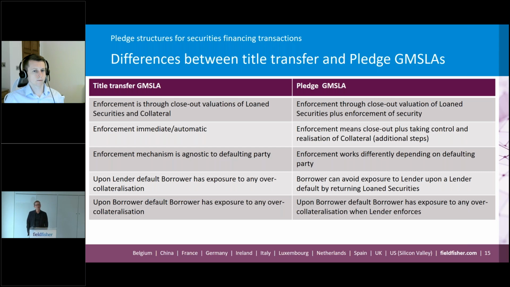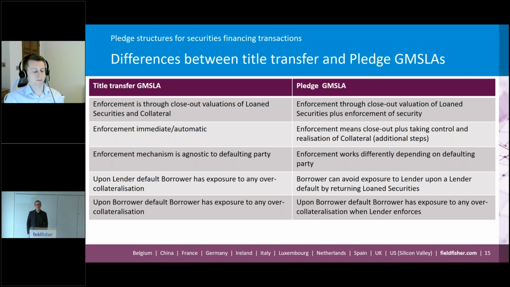So if you think about the title transfer, default notice given, termination notice is given, that will immediately give rise to an automatic closeout and valuation of both legs, collateral and loan securities, whereas you have an additional step or steps where you're receiving pledged collateral, because you give your termination notice under the GMSLA, you carry out your closeout valuation of the loan securities, and then you need to take a step to grab the collateral from the custodian, because the custodian won't value it for you for these purposes.